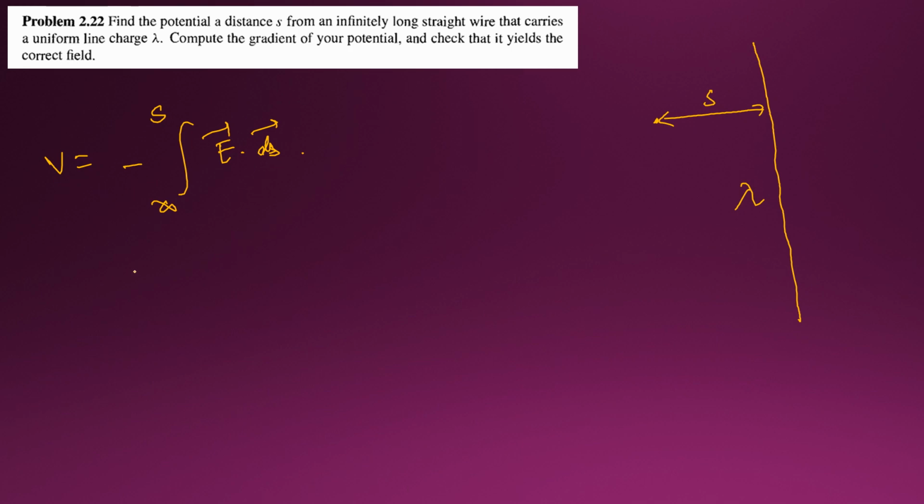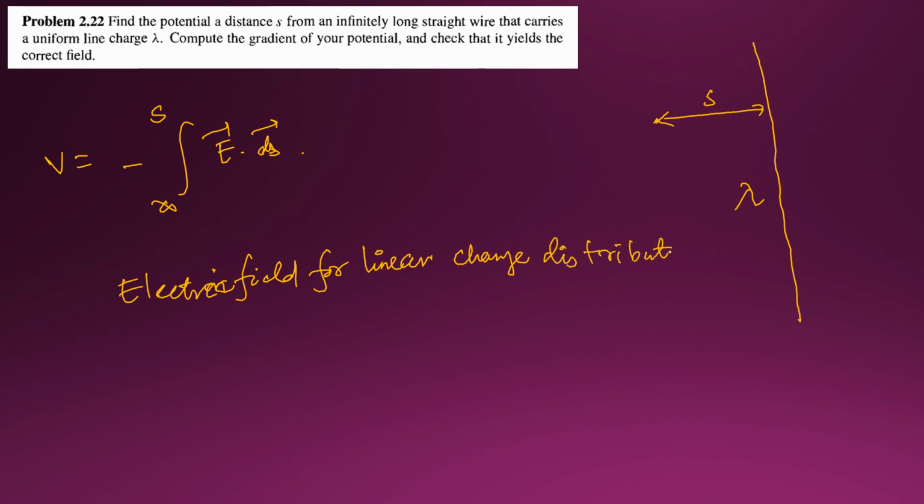For this we need to know the electric field for a line charge, the electric field for a linear charge distribution. It is equal to 1 by 4 pi epsilon naught, 2 lambda by r, if you know. That means here r is s, so you have to adjust the notations and all. 2 lambda by s. So I will just put it there.